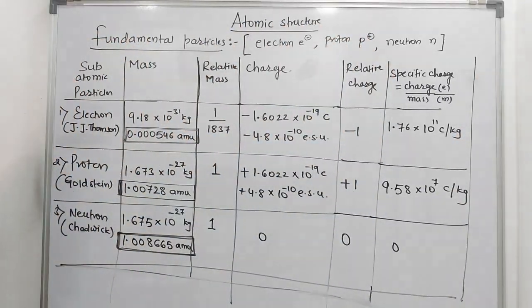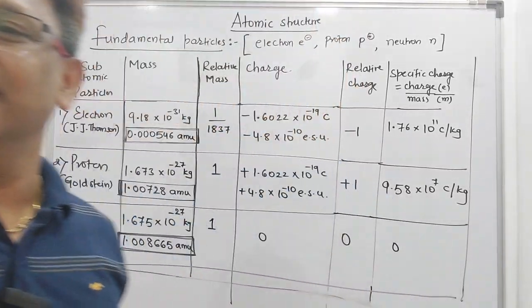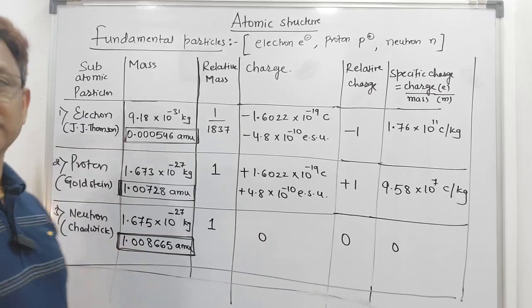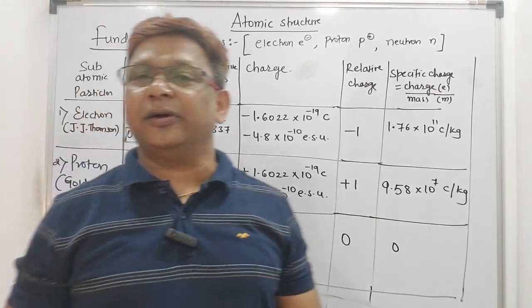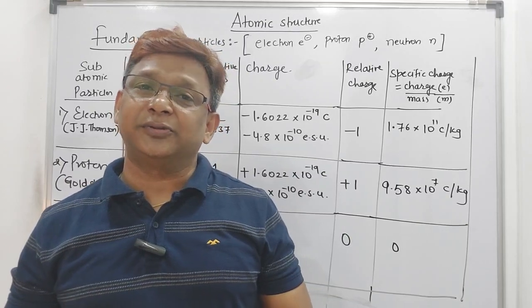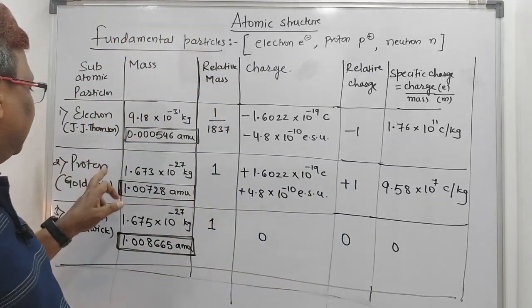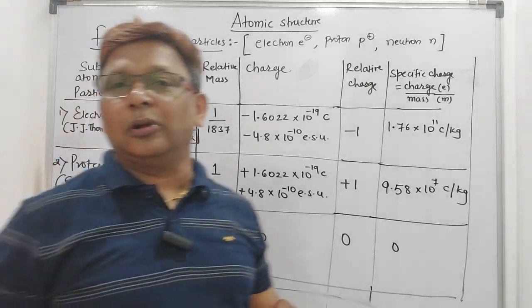Is it clear? Are you able to see clearly? Right, very good. Take a screenshot. So these are the fundamental particles we have seen. Now in our next video, I am going to discuss the discoveries of each particle: the discovery of the electron, the discovery of the proton, and the discovery of the neutron.